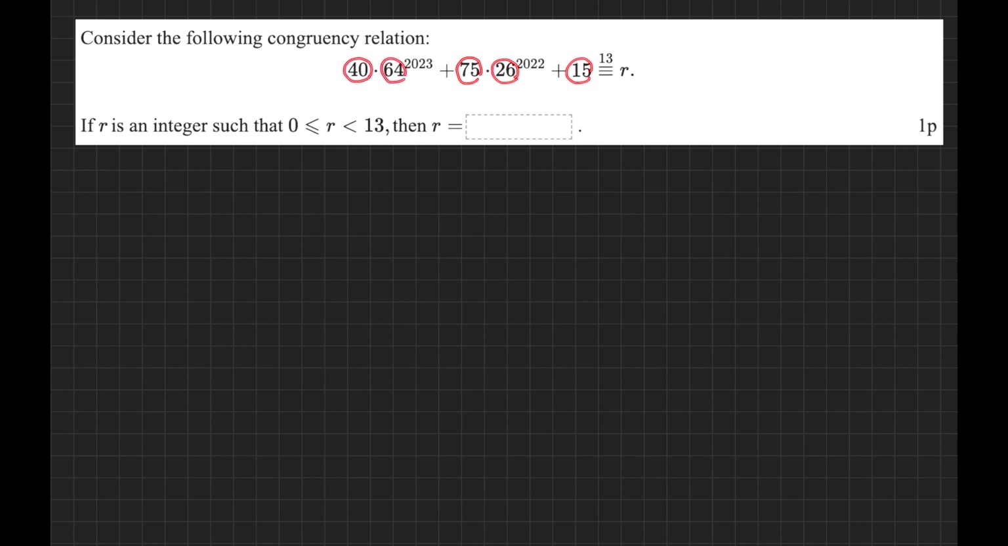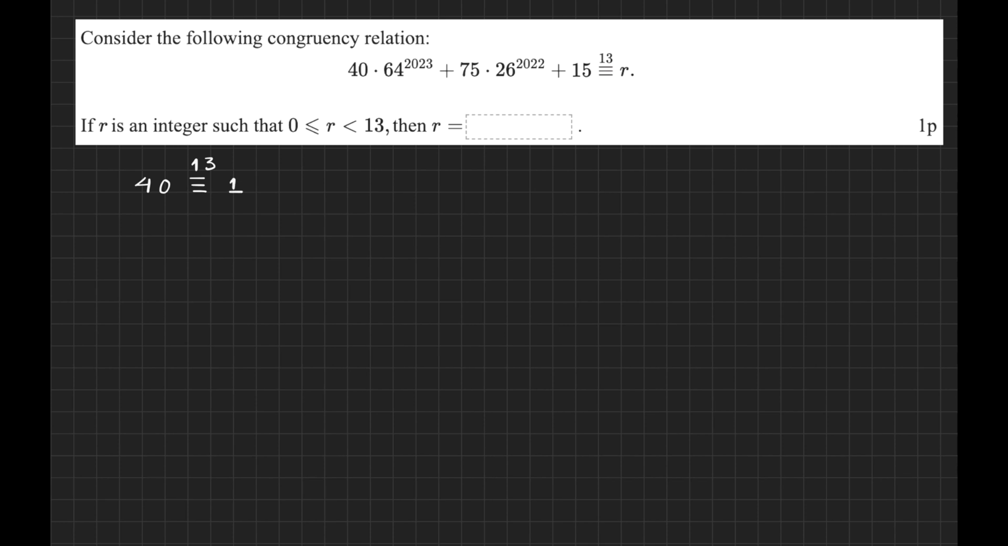If you remember what I said when I was teaching you this topic, I told you that whenever you have a congruency relation, every base which is above the module can be replaced by a smaller number. So you can choose different names for the numbers that appear in the base. For example, 40, when it comes to module 13, can be written as 1.